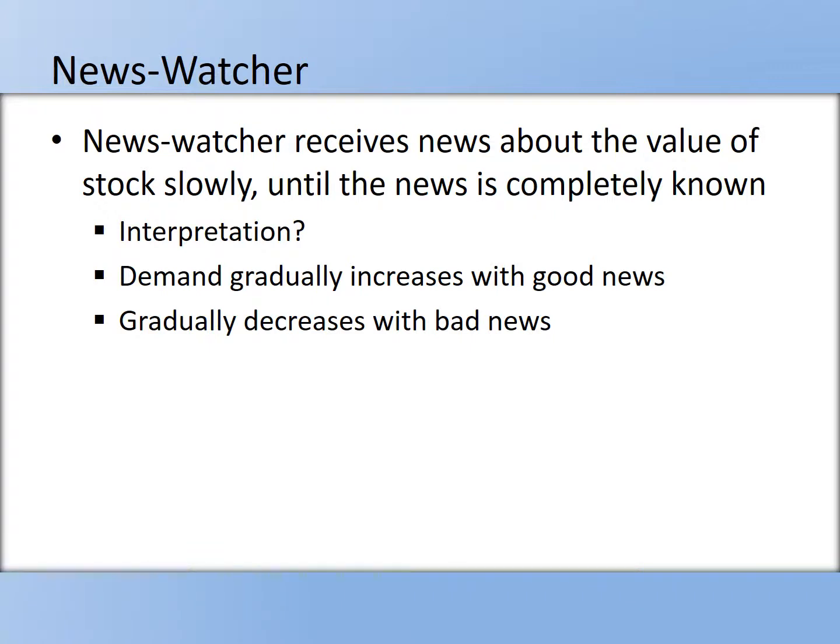So what does that mean for the demand for stocks? The demand for stocks would increase gradually with good news and decrease gradually with bad news, right? As more and more people hear about it, more and more people would want to buy the stocks that have good news, and more people want to sell the stocks with bad news. So the assumption that news spreads slowly gives us a reason why stock price goes up and down gradually. So that's momentum. Momentum comes from news spreading slowly.